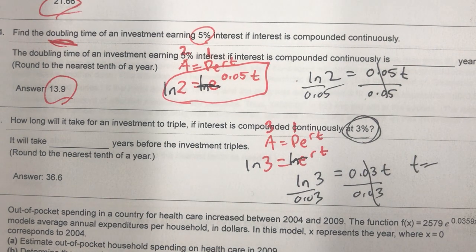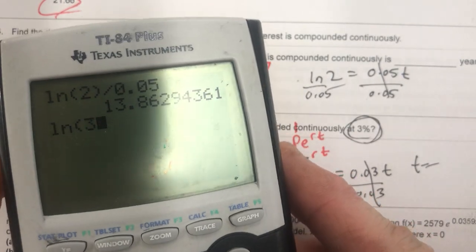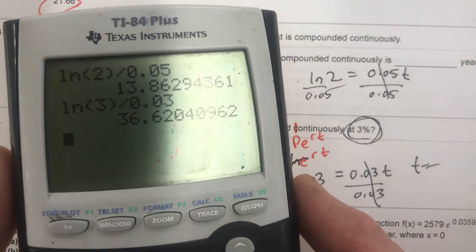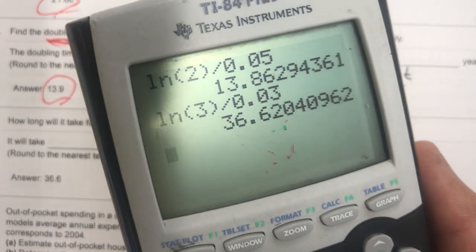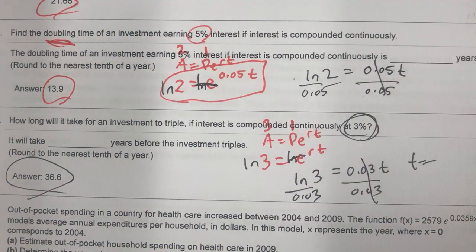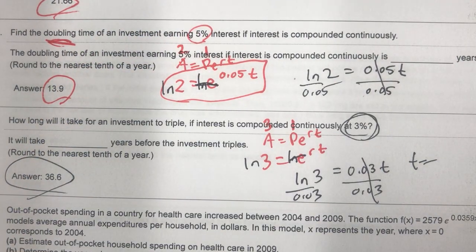So here, I'm going to do natural log of 3 divided by 0.03, and I got 36.62, which is 36.6, and we see we got that right over here, so we're in good shape. Okay. Number 6 here.